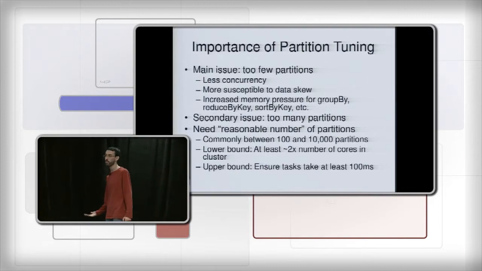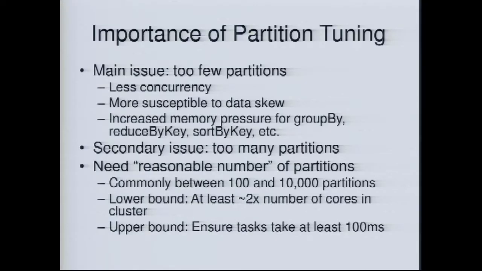And as an upper bound, really the biggest upper bound on the number of tasks is the time. You want to ensure that tasks take at least, say, 100 milliseconds. If your tasks are in the range of seconds, you are probably experiencing almost no per-partition, per-task, or scheduling overhead, although that is a little job dependent.